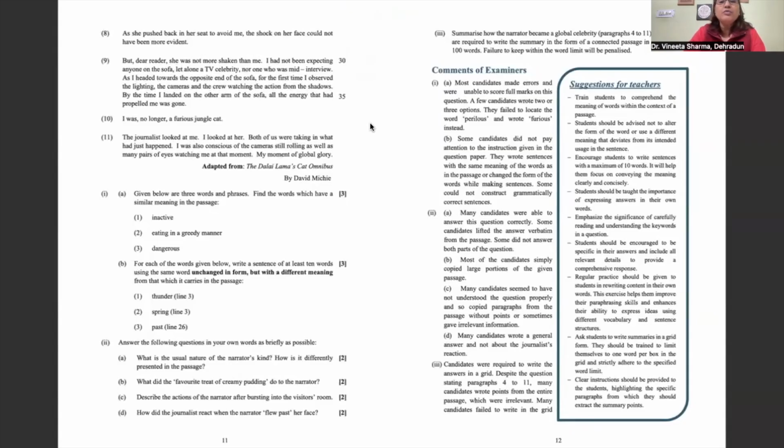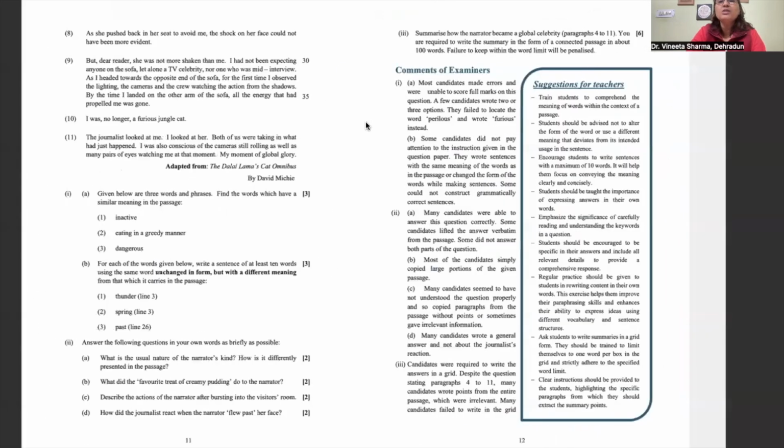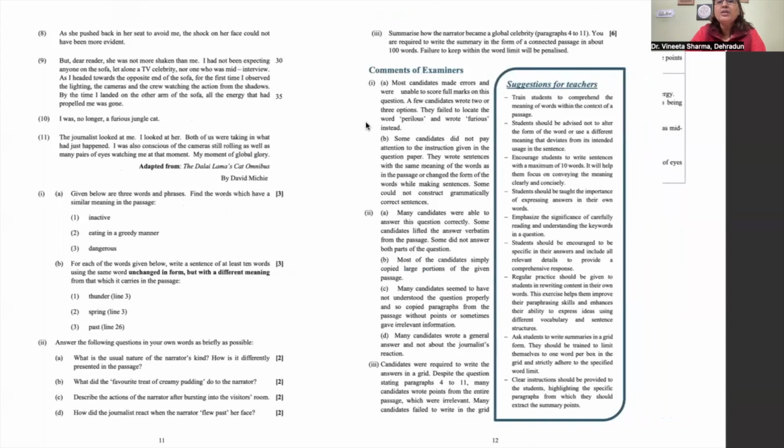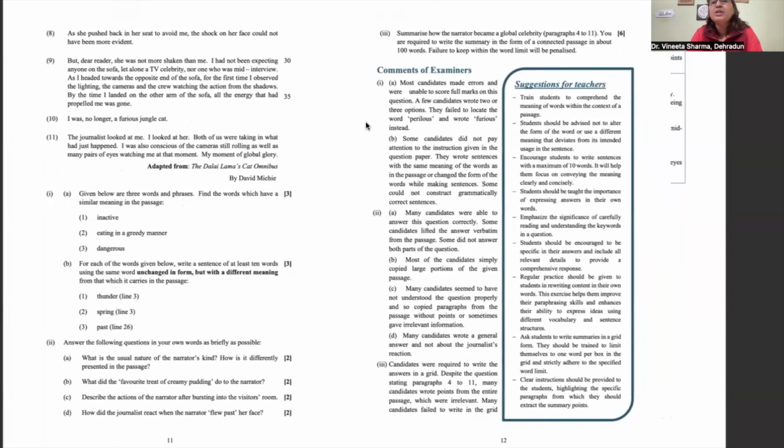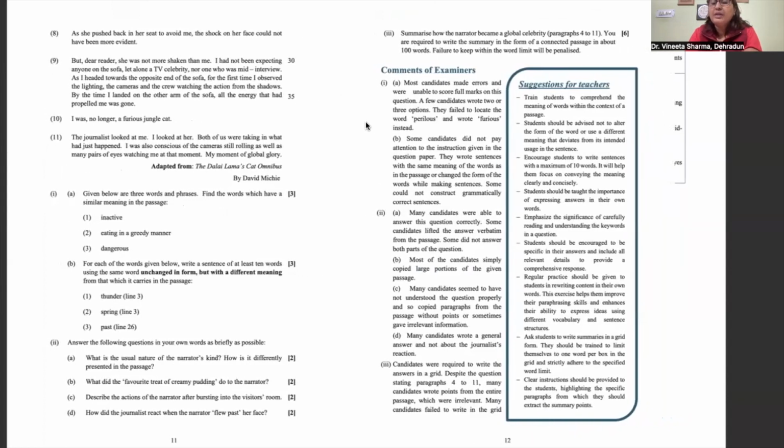So now let's come to class 12 précis. Now here, the question for précis was, as you can see, I hope you are able to see this, "Summarize how the narrator became the global celebrity, paragraphs 4 to 11." In the question, it is given your target, the location of your answer. You are required to write the summary in the form of a connected passage in about 100 words.